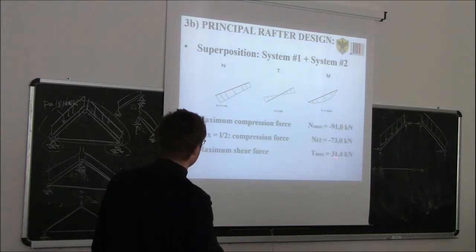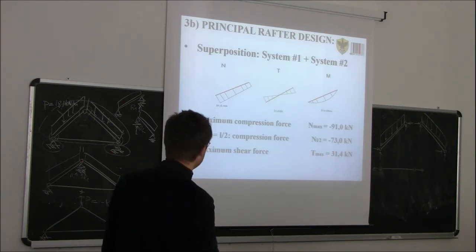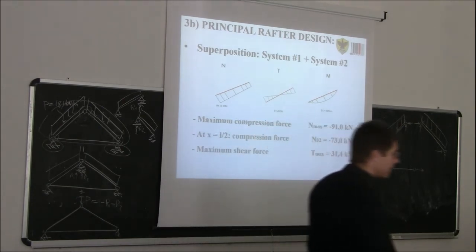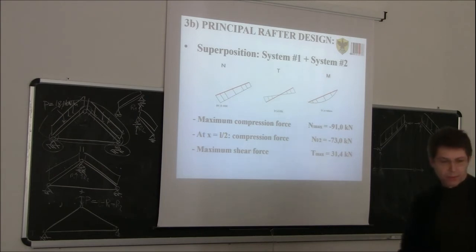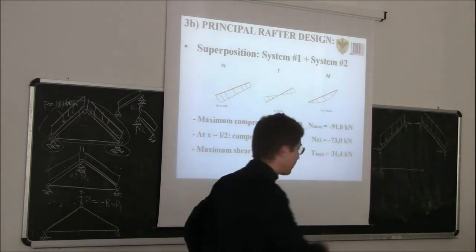Maximum shear force 31.4 at the support. So having a distribution of internal forces like this, where are you going to check the safety or ultimate limit state of the rafter, in your opinion? Which section are you going to do it? So where are we going to do the ultimate limit state control for a rafter having this distribution of forces?